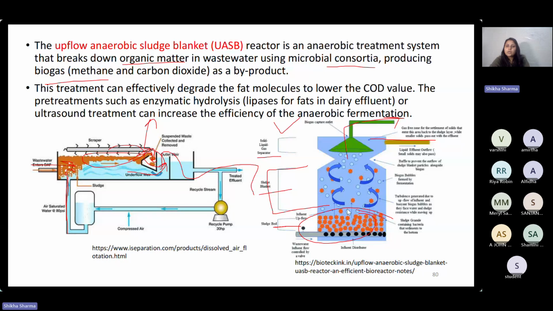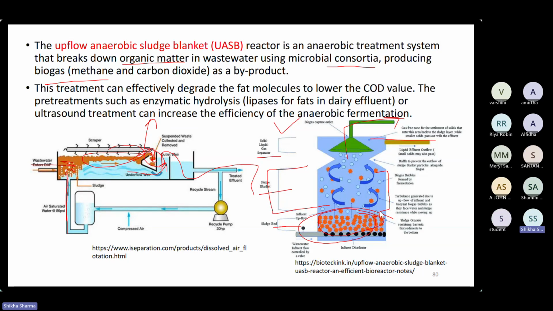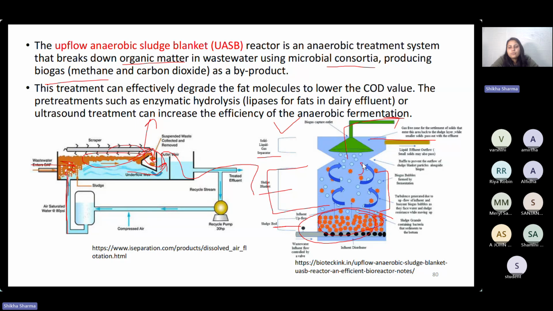At the bottom, sludge granules containing the bacteria sediment. Then in this part, turbulence is generated due to the upflow of the influent and the buoyant biogas bubbles as they face water and sludge resistance while moving up. So there is some resistance to the biogas. Then the biogas bubbles are formed from the fermentation. Here are the baffles, because the sludge will come down and only the biogas can go up and be collected from this part.